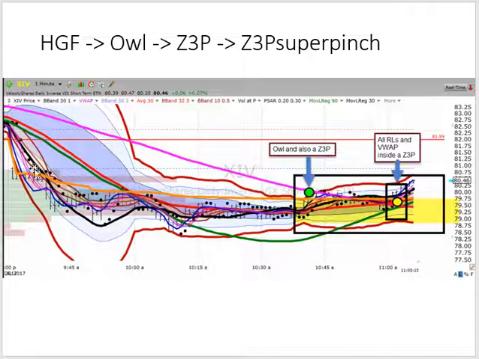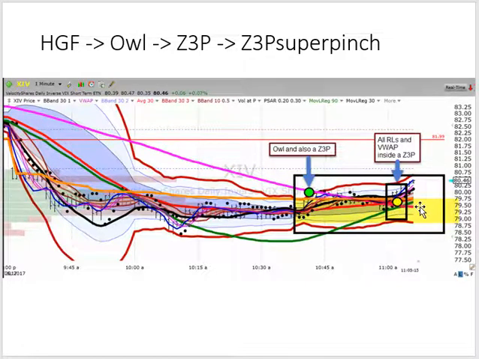This is a hybrid frog entry into an owl pattern entry here, where we have the RLCO right here. We have the dragon and the 30 both rolling up, and a breakout here. If we were going owl, it would be around 10:15. This collapses or compresses into a Z3P, which then becomes a Z3 Superpinch. I treat this as an owl, as that really being the first move out of all this compression.